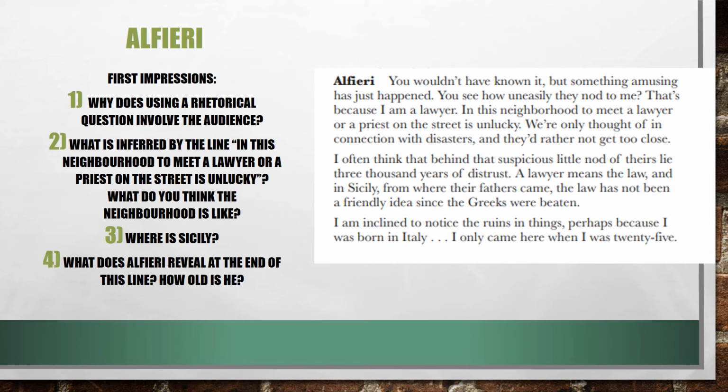Alfieri then is sort of a protagonist. He runs all the way through the play and he speaks to the audience a lot. So just from reading his first few lines, what are your impressions of him? Why does using a rhetorical question involve the audience? What is inferred by the line, "In this neighbourhood, to meet a lawyer or a priest on the street is unlucky"? What do you think the neighbourhood is like? Where is Sicily? What does Alfieri reveal at the end of this line? How old is he?